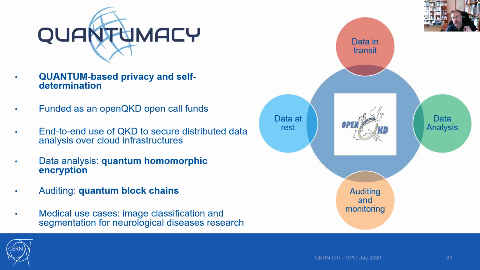So the idea is to start with data at rest, move the data across links, analyze the data, transfer the results back, audit and monitor the transactions, but by securing all of these links with QKD. So to have data encrypted at rest, moving encrypted data on encrypted channels, doing data analysis on encrypted data using techniques, for example, like homomorphic encryption, and then implementing quantum versions of blockchains to complete the picture.